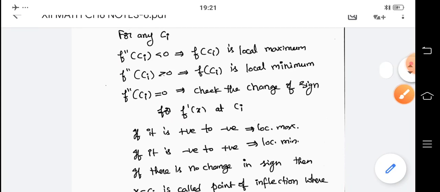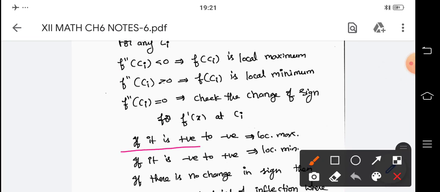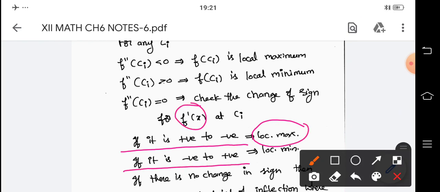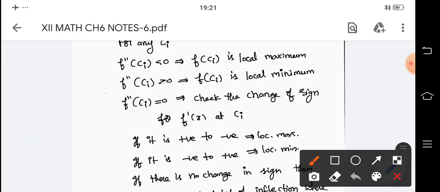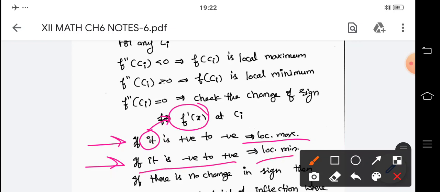So if f dash of x is changing from positive to negative, local maximum. If f dash of x is changing from negative to positive, it is local minimum. If you want, you can see the example I have given for x power 4 in the previous video. You can see that one. If it is changing from positive to negative, local maximum. If it is changing from negative to positive, which is f dash of x, local minimum.